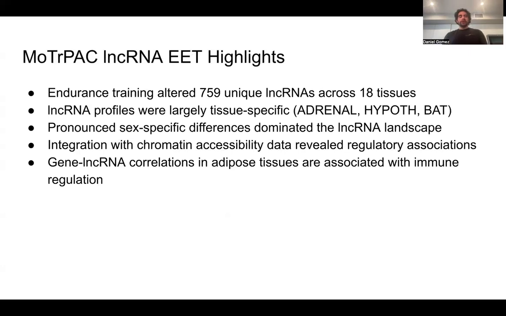Okay, so endurance training altered 759 unique lncRNAs across 18 tissues. The lncRNA profiles were largely tissue specific, being the adrenal, hypothalamus, and brown adipose tissue, or BAT. And those had really pronounced sex-specific differences that dominated in the lncRNA landscapes. And they integrated with chromatin accessibility data, revealing regulatory associations. And these gene-lncRNA correlations in adipose tissues are associated with immune regulation. So this is what we're going to go over.